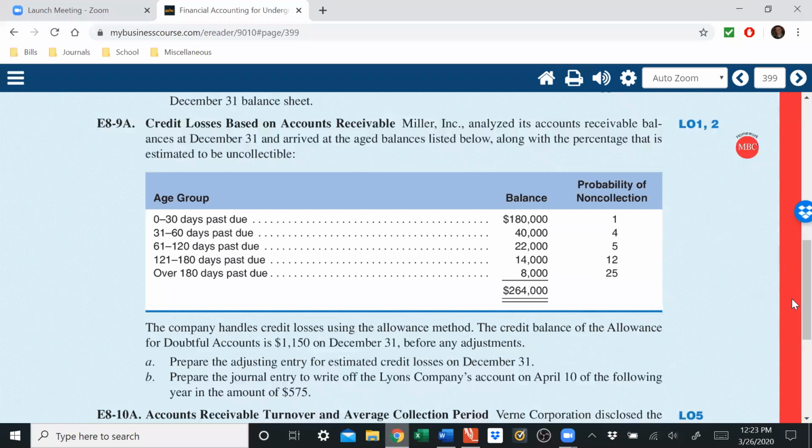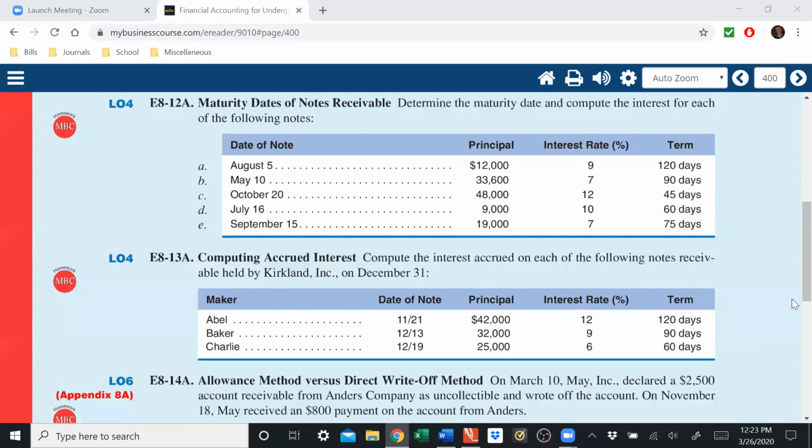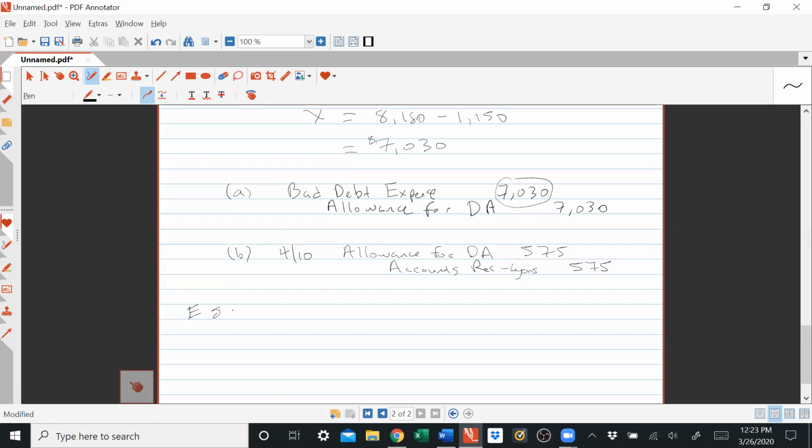What we're doing in 8-12A is we're just calculating the interest on a note as well as the maturity date. So determine the maturity date and compute the interest for each of the following notes. So there are 5 different independent notes here. Each note is obviously independent of the other ones. 8-12A, part A.